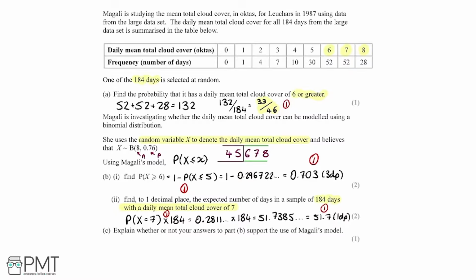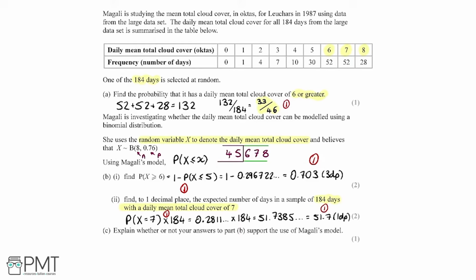So in part C, we need to explain whether or not our answers to part B support the use of Magali's model. So we can look at a couple of different things. First, if we compare part A and part B1, we can see in part A the probability of a daily mean total cloud cover of 6 or greater is 33/46, which is 0.717. And look at what we got in B part 1 when we use the model, we got 0.703. So the numbers are relatively close, so that shows that the model is likely to be quite accurate.